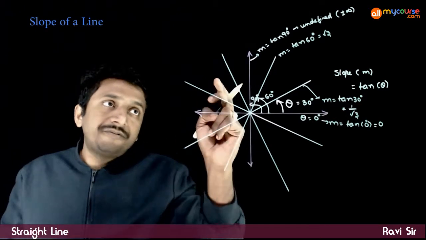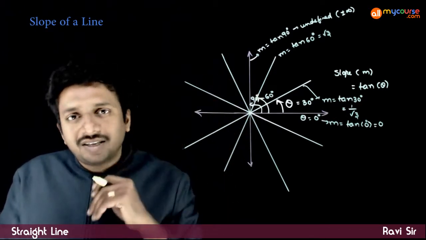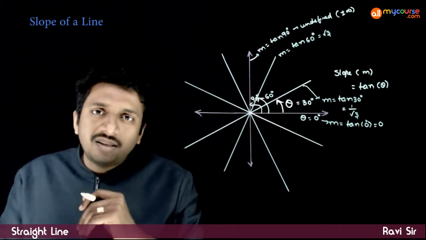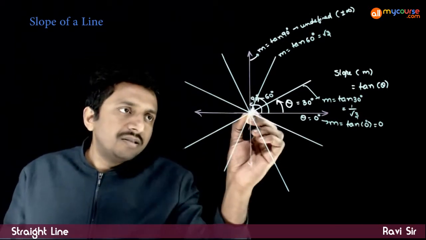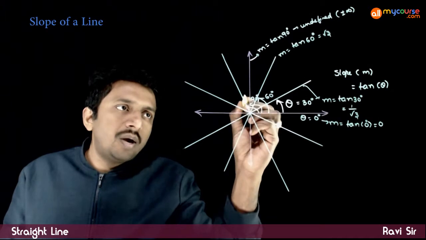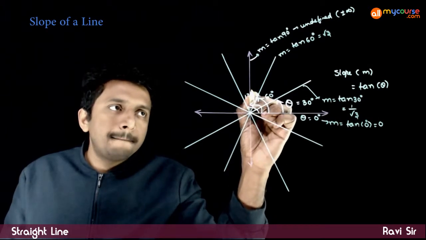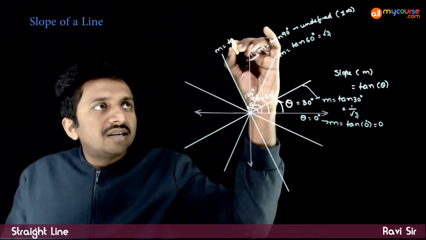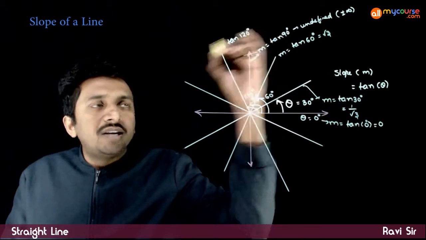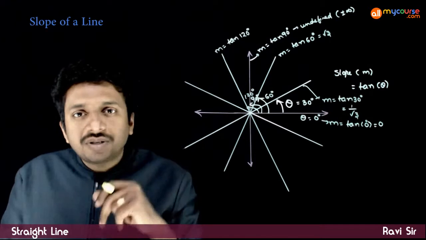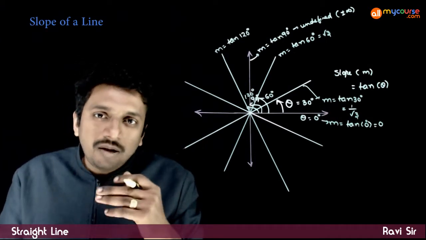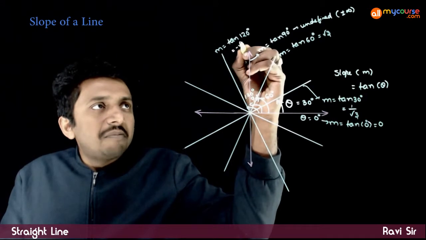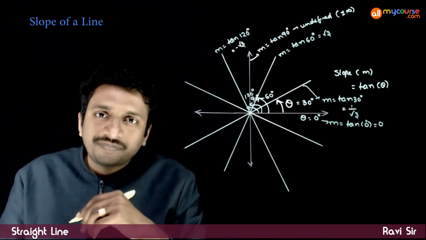Next, if the inclination is more than 90 degrees, that is, if you go to lines which make obtuse angle with the positive direction of x-axis. So let us say that this angle is equal to 120 degrees. So what is the slope of this line? Slope of this line is tan of 120 degrees. So you have an obtuse angle here, so the value of tan is negative. So the slope is minus root 3.